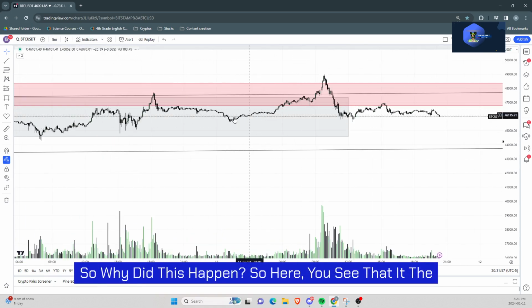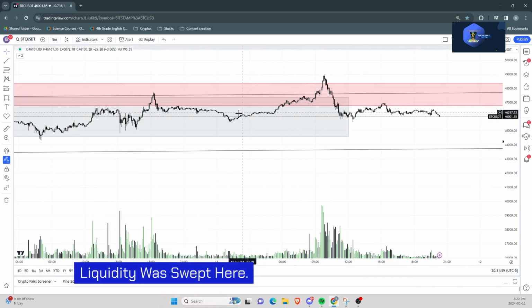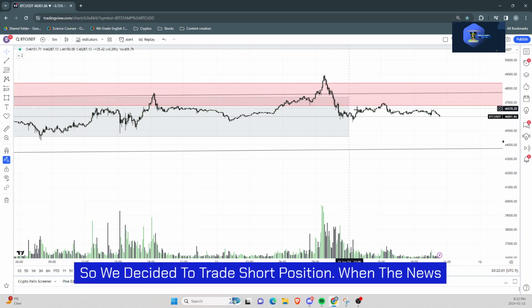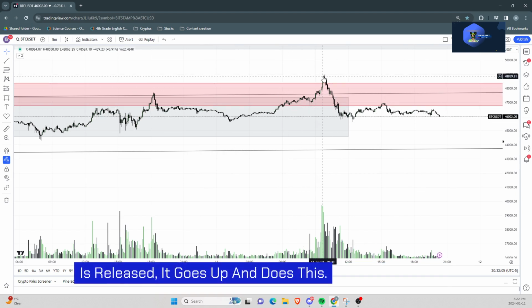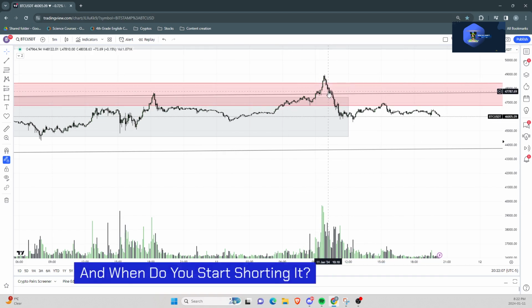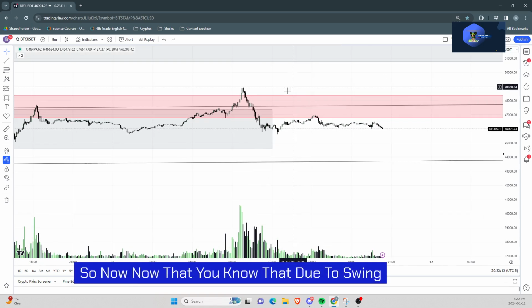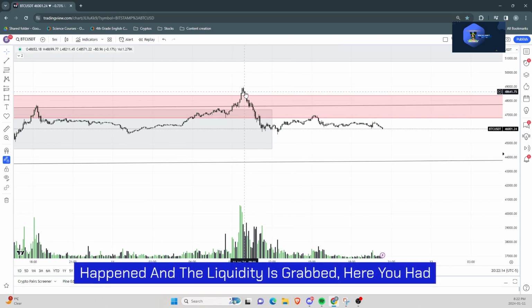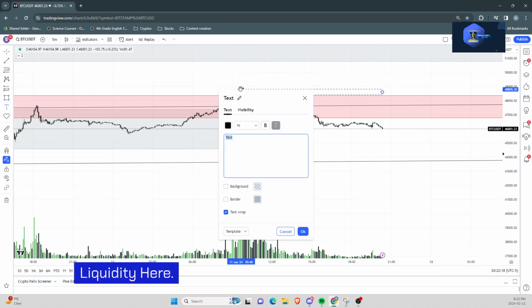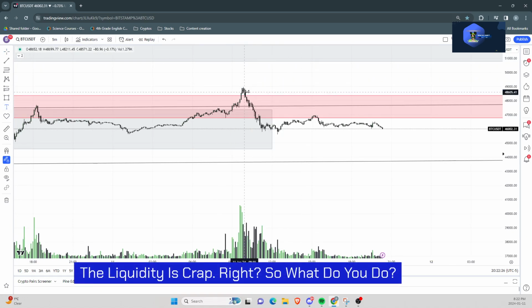So here you see that the liquidity was swept here. So we decided to trade a short position. When the news is released, it goes up and does this. And when do you start shorting it? So now that you know that the Judas swing happened and the liquidity is grabbed, here you had liquidity, here the liquidity is grabbed, right?